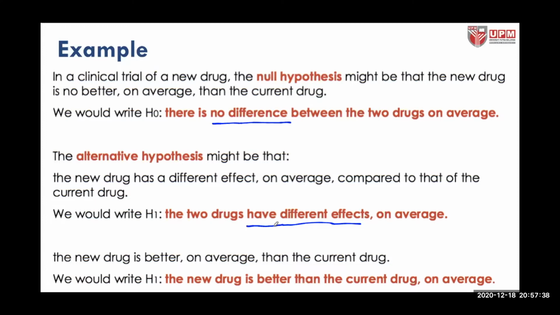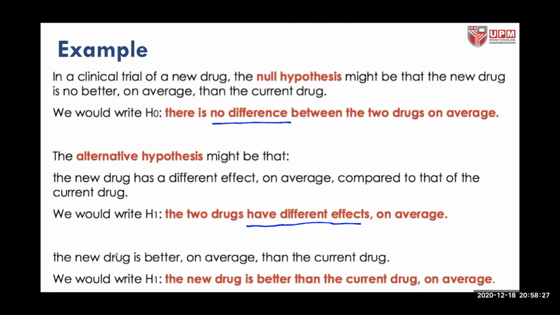Like the example of the monkey loving B leaves. The null hypothesis is that the monkey loves the B leaf and will eat B leaf. The alternative hypothesis can be that the monkey will eat all leaves regardless of the type. So it just disrupts the whole thing. It is the opposite. Similarly, for the null hypothesis, there is no difference between the two drugs on average. But for the alternative hypothesis, the two drugs have different effects on average. So the new drug is better on average than the current drug. We would write the new drug is better than the current drug on average.